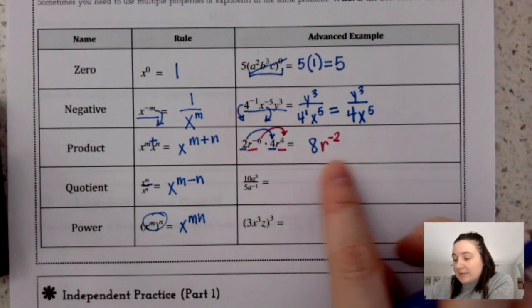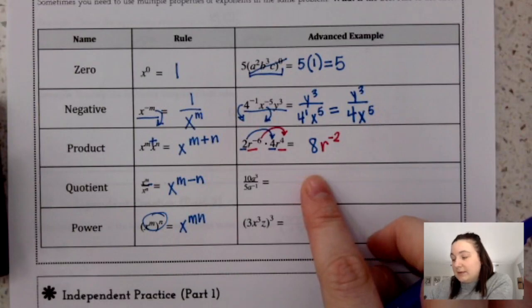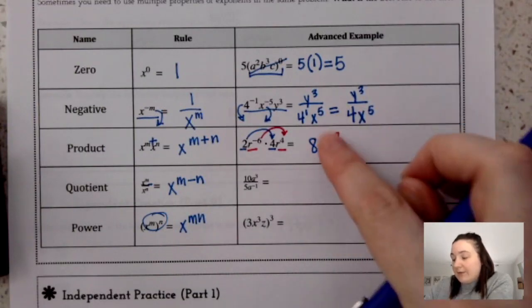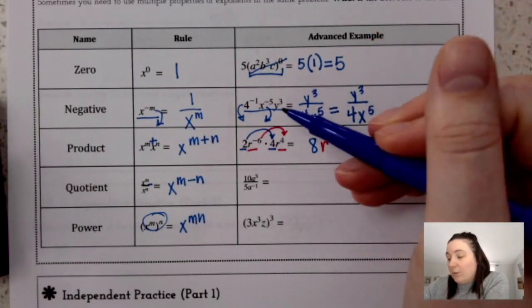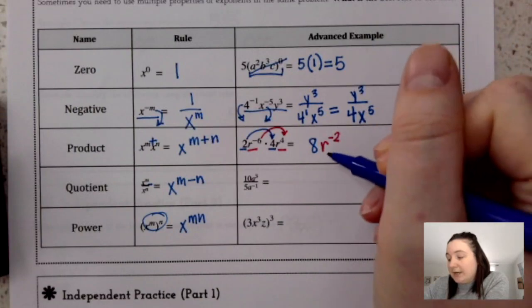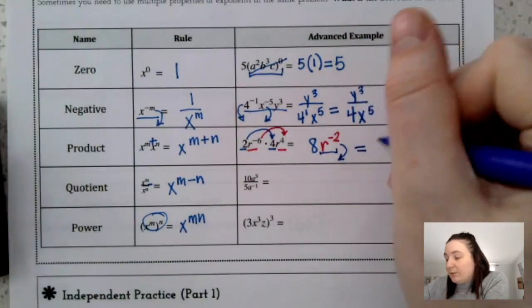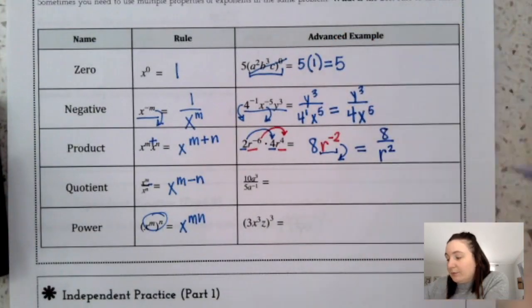So now again, I want to ask myself, is this done? Is there anything that I don't like about this? The one thing that I notice is that we have a negative exponent that needs to be moved. And again, you have to be careful what is actually attached to the negative. That's only the r. So when we move it, we leave the 8 on top. Nothing's wrong with the 8. We move the r to the bottom.